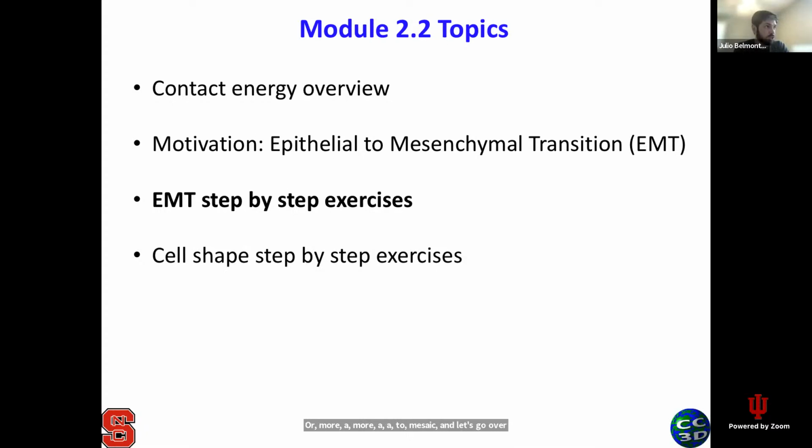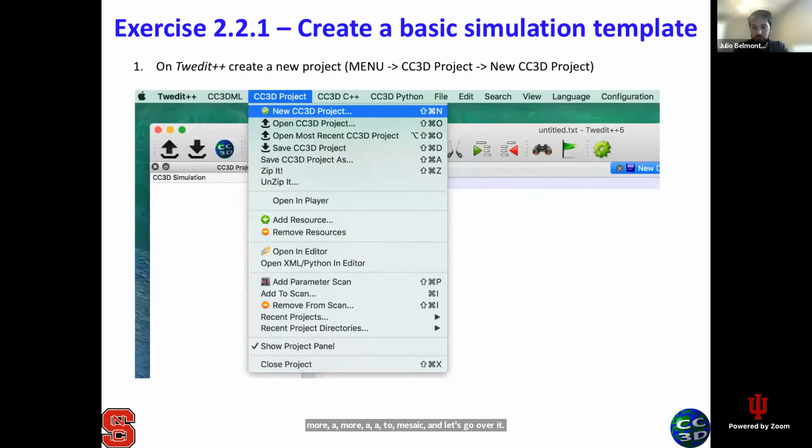So I don't want to spend too much time on building the model. I'm just going to show here in the slides how you do it. If you want to do it by yourself, you can just follow the instructions here on the screen. If you don't want to do it by yourself, you can just go to study materials and download the file 2.2.1.zip, okay? And you already have the simulation ready for you to go.